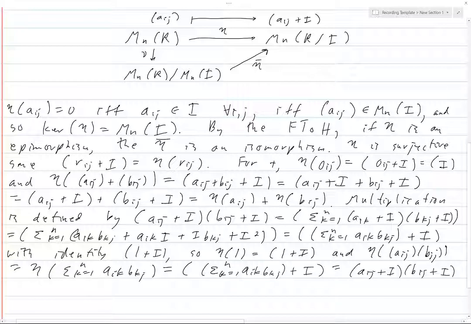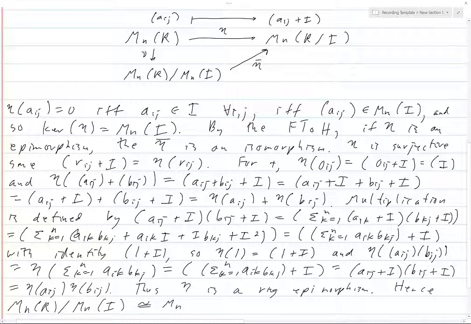Then hence, M_n(R)/M_n(I) is isomorphic to M_n(R/I), and the isomorphism is given by eta bar. And there we go. This completes our proof.